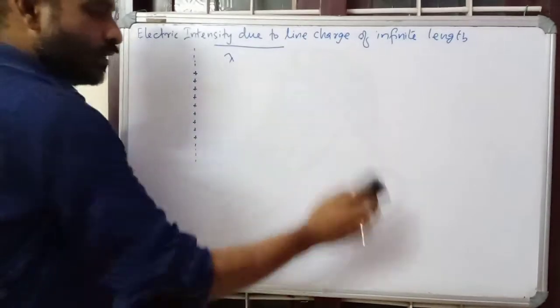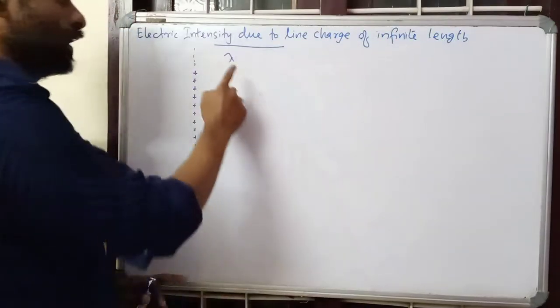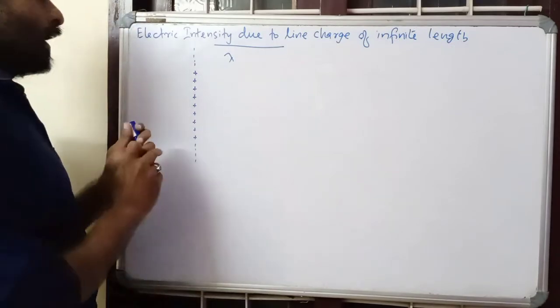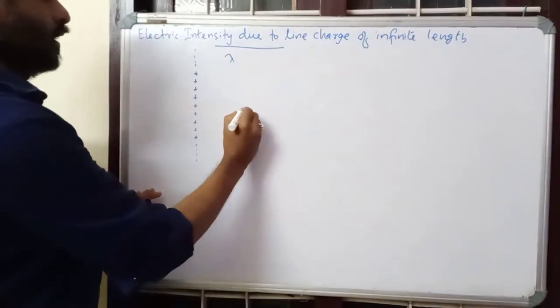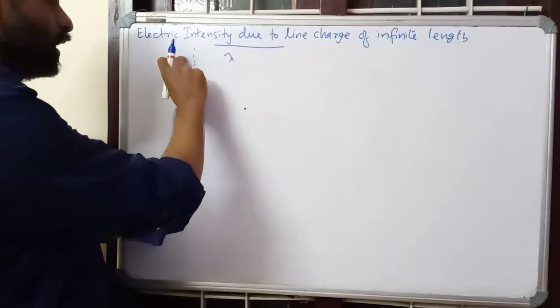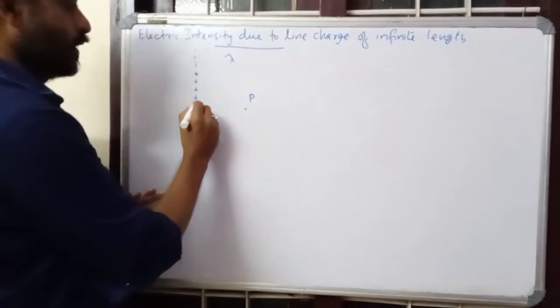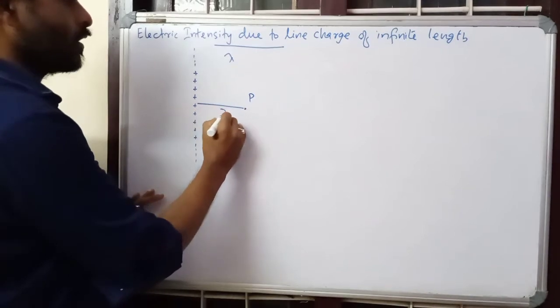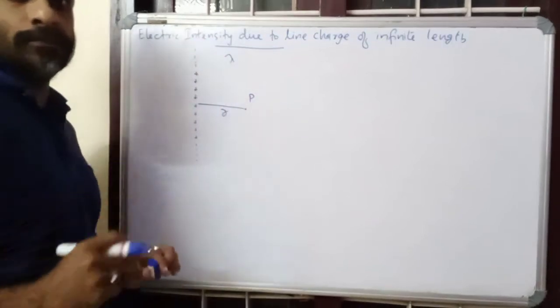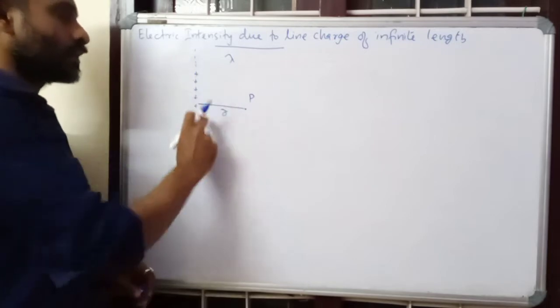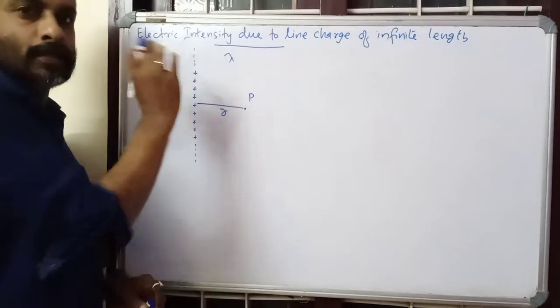So I have one such linear charge arrangement, a line charge, with linear charge density lambda. My aim is to find the electric field due to this line charge at this point P. The point P is at a distance r from this linear charge. So we need to find the total electric field at this point due to the entire line charge.